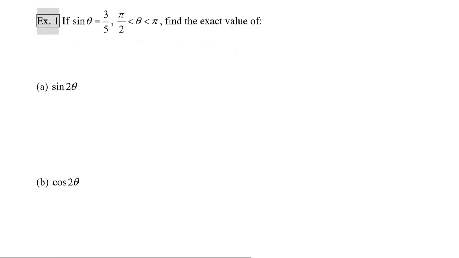Example 1. If sine of theta equals 3/5 and theta is between pi over 2 and pi, find the exact value of the following. And it looks like we're going to be finding sine 2 theta and cosine 2 theta. This can mean that in addition to needing to know sine of theta, we might need to know cosine of theta. So I'm going to draw a triangle. So here's theta. If the sine is 3/5, this is a Pythagorean triple, so I know the missing leg is 4. But the x coordinate should be negative in quadrant 2, so I'll make it negative. So I know that the cosine of theta is equal to -4/5.